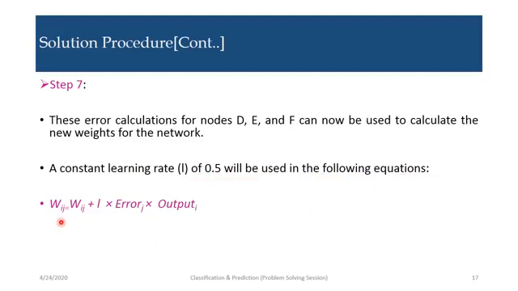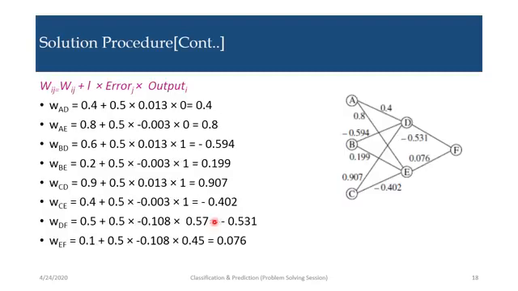The weight adjust formula is Wij is equal to Wij plus L into error j into output I. So, here we can calculate all the weights for the network. Wij is equal to Wij plus L into error j into output I. So, WAD: first we have to adjust this weight.